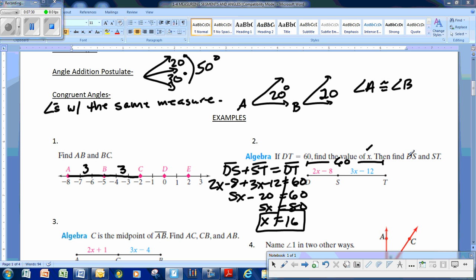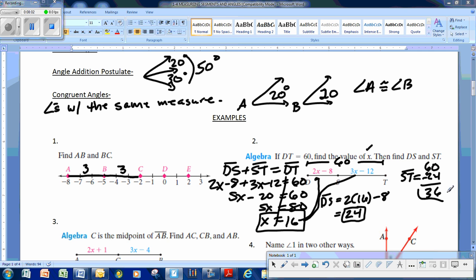Now I'm going to find the length of DS. So I'm going to take 16 and plug it in for x here. So DS would equal 2 times 16 minus 8. And if I do that math correctly, I should get 24. And I can also plug that in over here to get ST, or I can simply take the total length, 60, and subtract 24 from it. And that should give me my other length, 36.